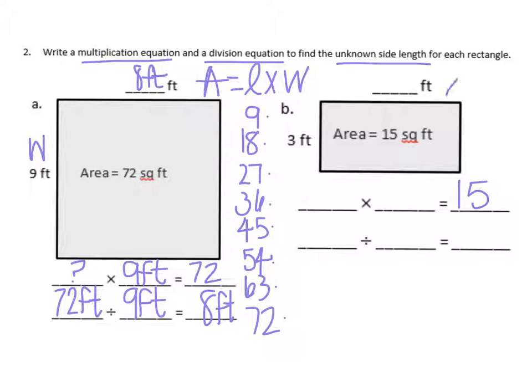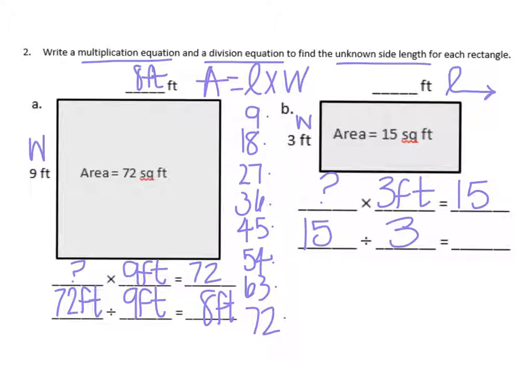So I remember that length is side to side. Width, I remember, goes up and down. So that means 3 feet is going to go on the second line. Since I'm not sure what my length is, I'm going to give it a question mark. So what would I have to do with 15 and 3 in order to figure out the missing side length? I am going to have to divide 15 divided by 3. So what is 15 divided by 3?